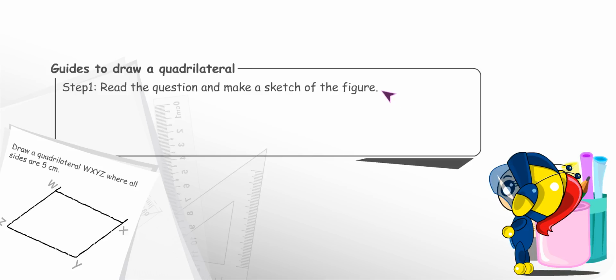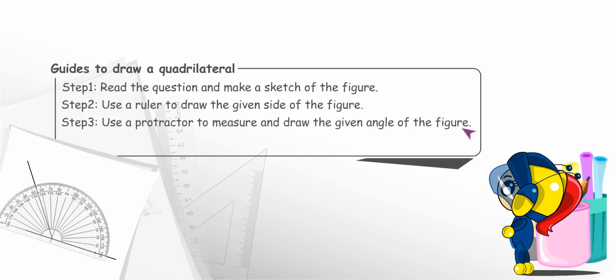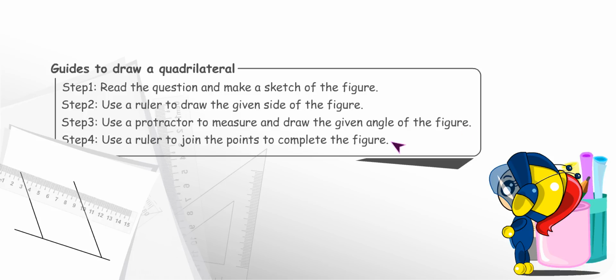Step 1. Read the question and make a sketch of the figure. Step 2. Use a ruler to draw the given side of the figure. Step 3. Use a protractor to measure and draw the given angle of the figure. Step 4. Use a ruler to join the points to complete the figure.